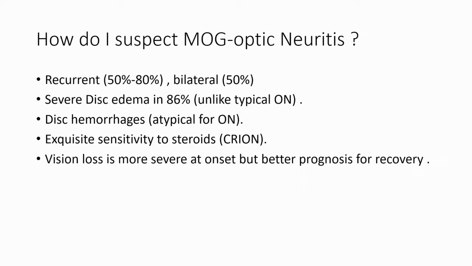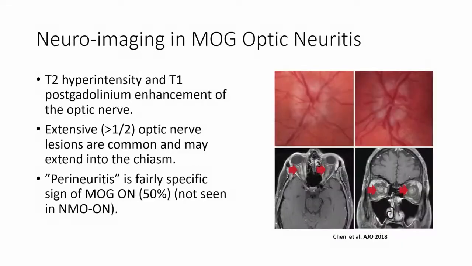So how do you suspect MOG? It tends to be recurrent and bilateral. There tends to be more disc edema in these patients, unlike typical optic neuritis, and they can get disc hemorrhages. Remember, all these features are considered atypical for a typical optic neuritis. They tend to respond quickly to steroids, and once you stop steroids, they tend to recur. And vision loss, although more severe at onset, they tend to have a better long-term visual prognosis.